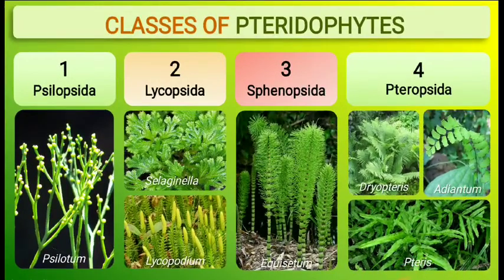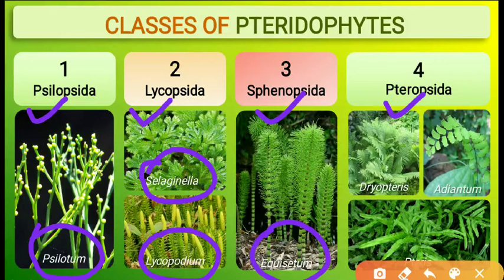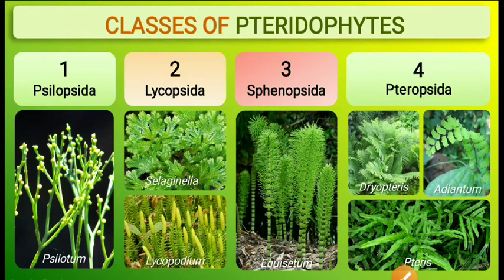Then four classes of pteridophytes are given: Psilopsida, Lycopsida, Sphenopsida and Pteridopsida. In Psilopsida, Psilotum is included. In Lycopsida, Selaginella and Lycopodium are included. In Sphenopsida, the example is Equisetum. In Pteridopsida, ptero, I told you, means feather, feather leaves. Examples are Dryopteris, Adiantum and Pteris.